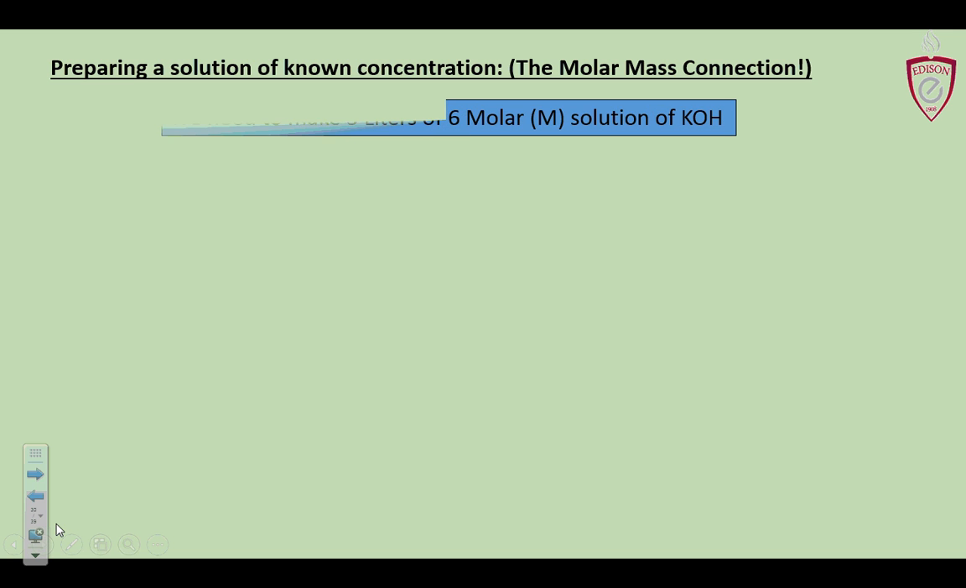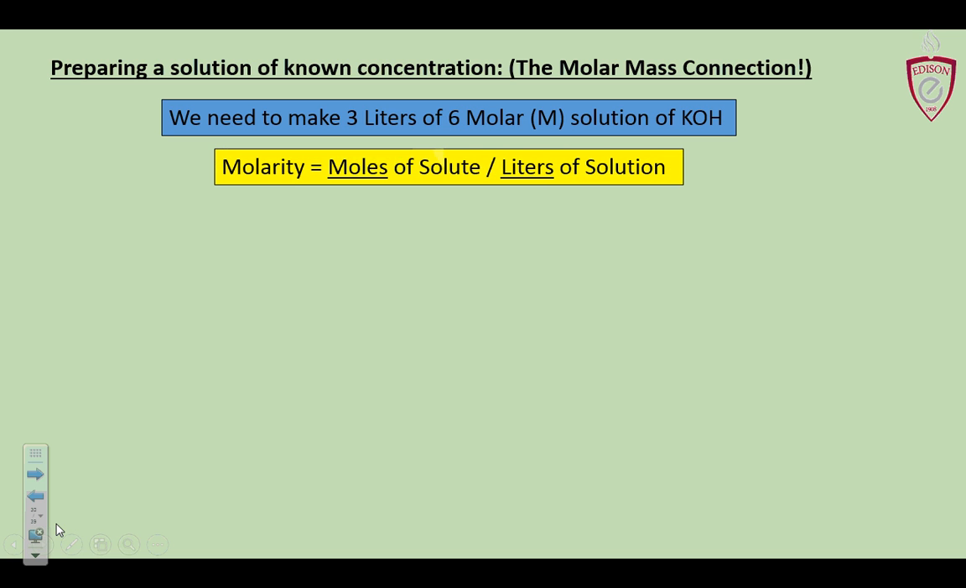So if we had an issue where we needed to make 3 liters, which is actually a lot, of 6 molar, capital M, KOH, potassium hydroxide, we never really have that. So if we needed to do that, right in there is some information that we know. 3 liters is easy to do. I can measure that with my volumetric flasks. Good to go. But 6 molar is where it gets tricky. So how many moles do we use?